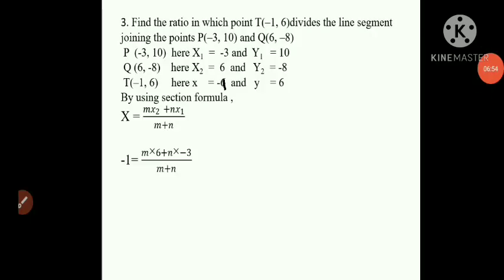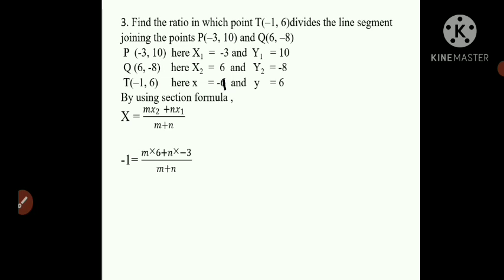See students, here P, that is minus 3 comma 10, x1 is minus 3 and y1 is 10. Q is 6 comma minus 8, so x2 is 6 and y2 is minus 8, and see there is correction again. T is minus 1 comma 6. So that means x is minus 1 and y is 6.